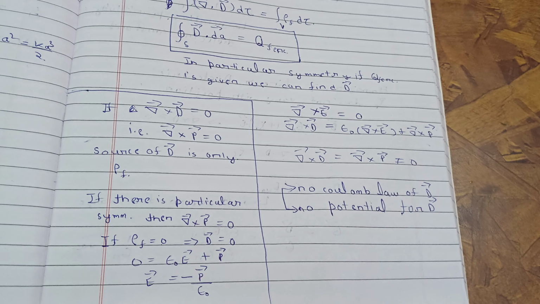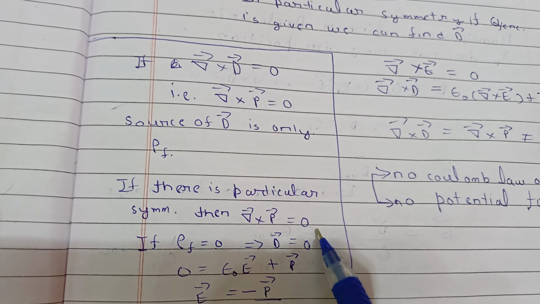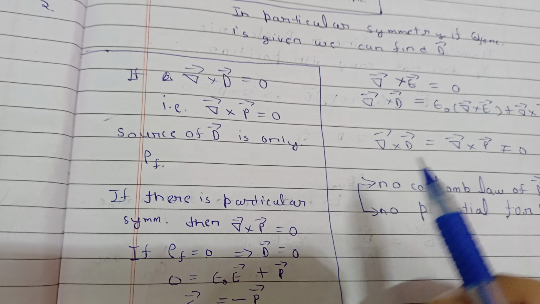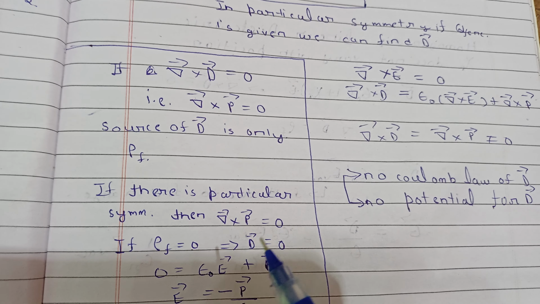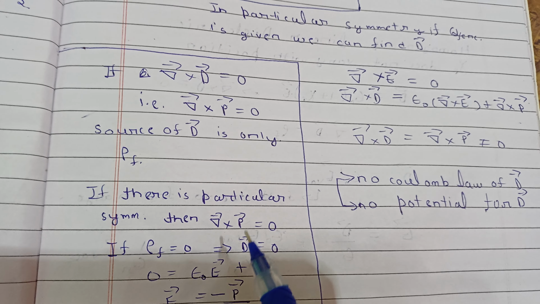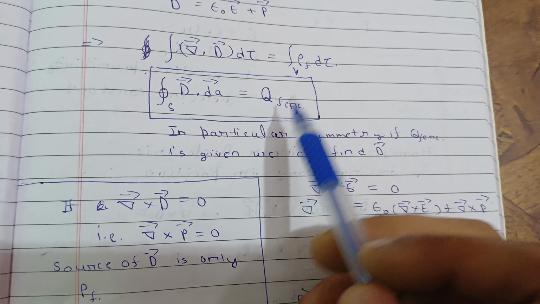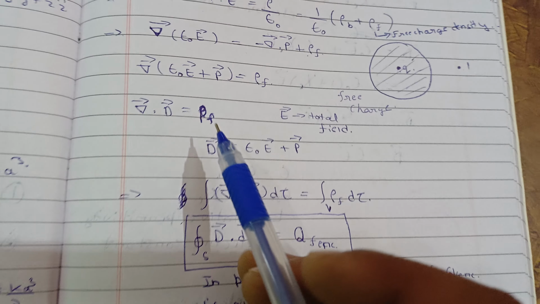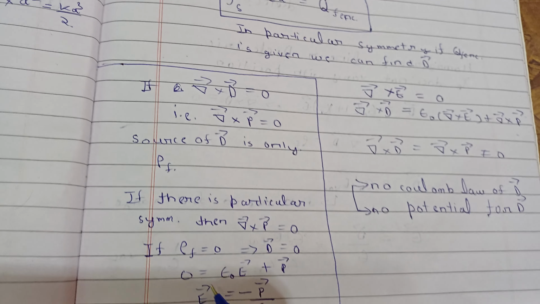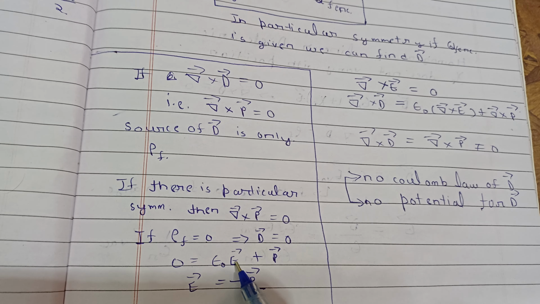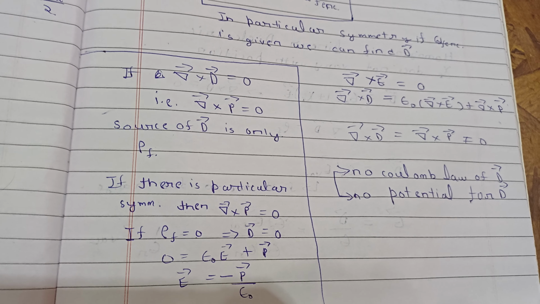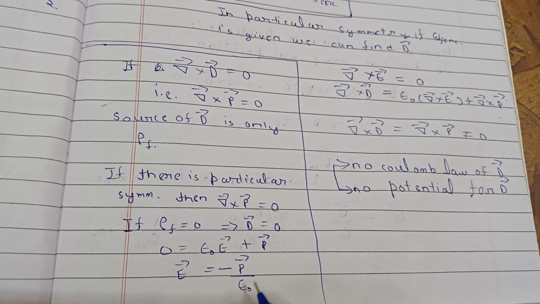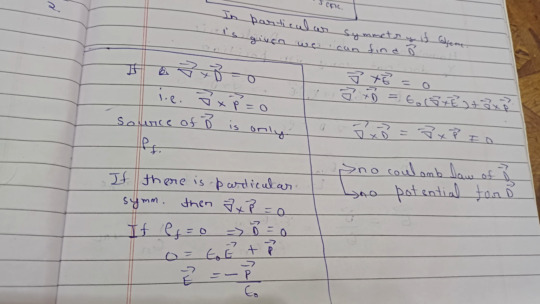Then this is the condition, and it is given that free charge density is also 0. Then what happens to D? Then D becomes 0, because it is depending on the free charge only. If D is 0, then epsilon naught E plus P must be 0. And from here we can find the total electric field, that is E will be minus P by epsilon naught.